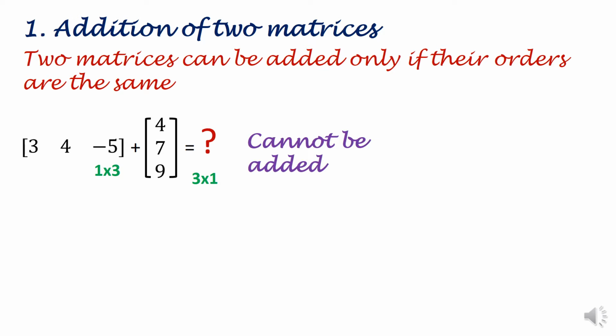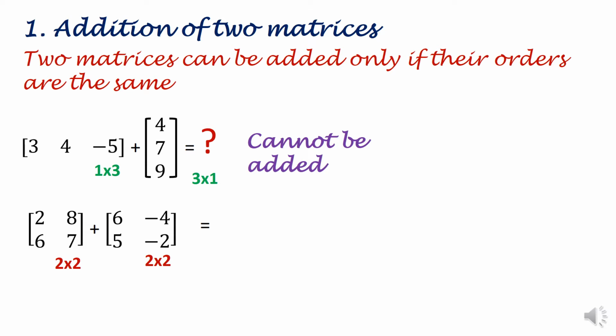Let us consider one more example. Say these two matrices are given to us. Find their orders. We find that both of them contain two rows and two columns. Thus, both their orders are 2 by 2. We can add them together. Now, how to add them together?